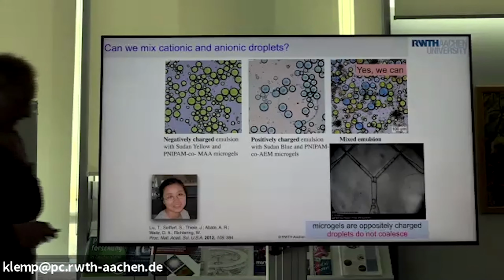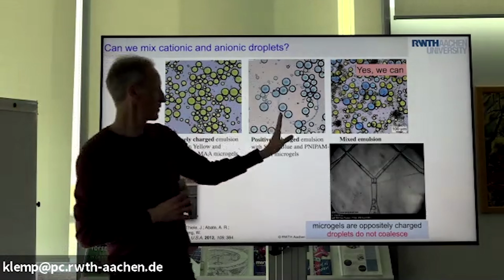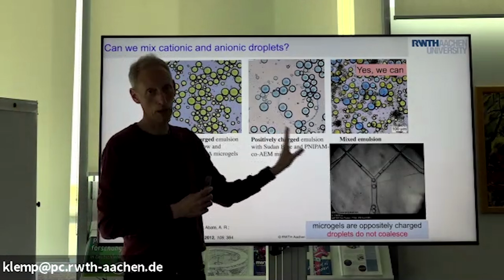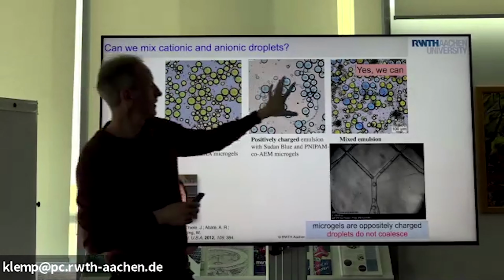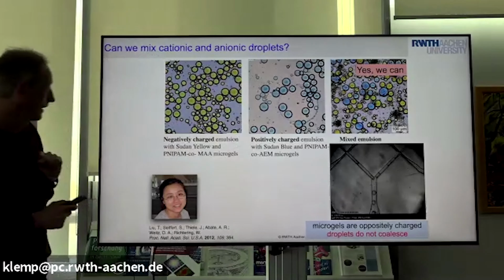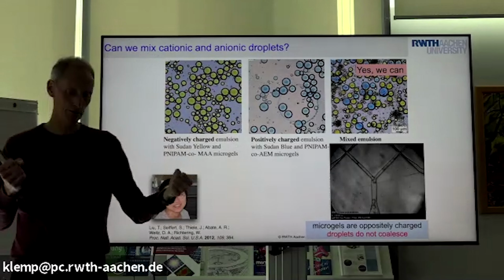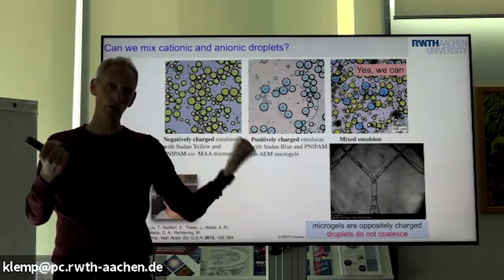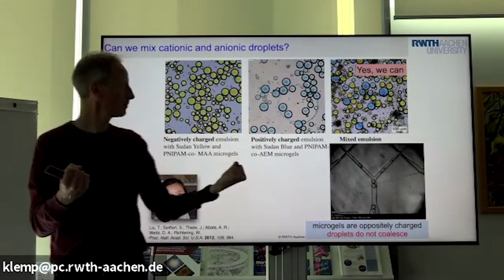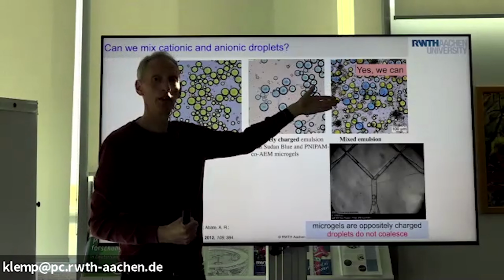Just to show you that that is a little bit peculiar compared to other systems, we did the following experiment. We took negatively charged microgels, so they had acidic groups copolymerized, and we took a different microgel, which is now positively charged with amine groups. And we used these microgels to prepare an emulsion, and these microgels to prepare an emulsion. And what Ting Ting did was say, okay, now we have microgels that have different charge. We have oil droplets that have a different charge. Can we mix them? Yes, and we can mix them and they are stable.